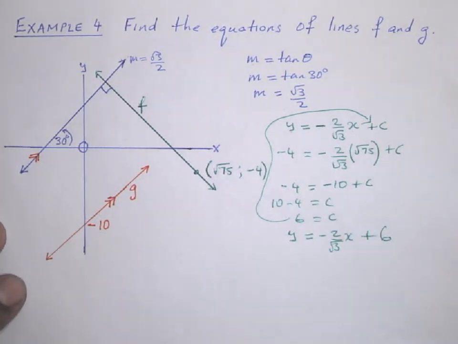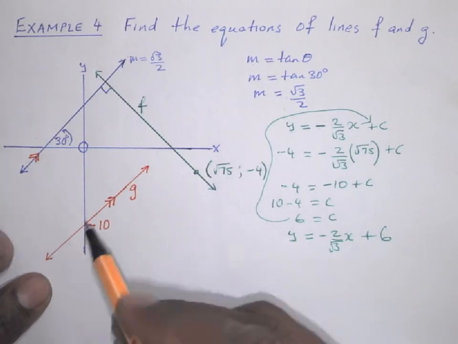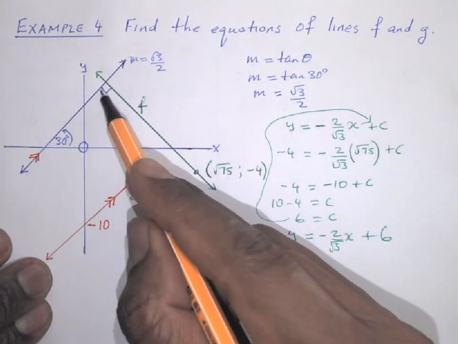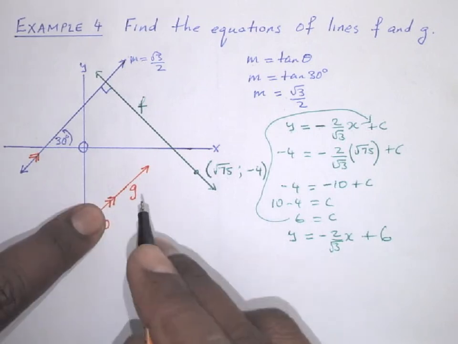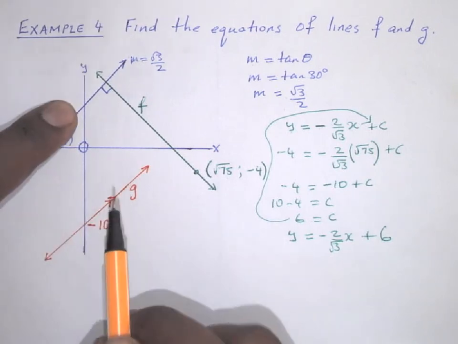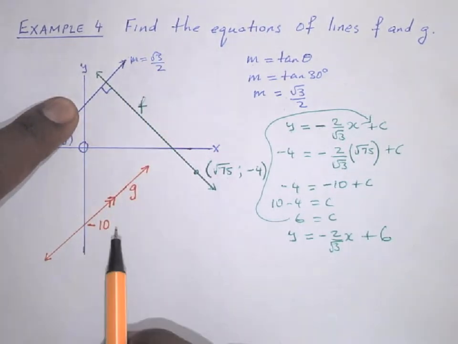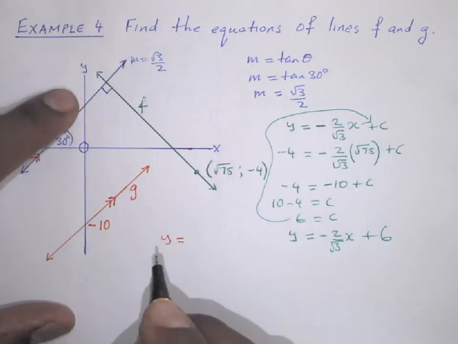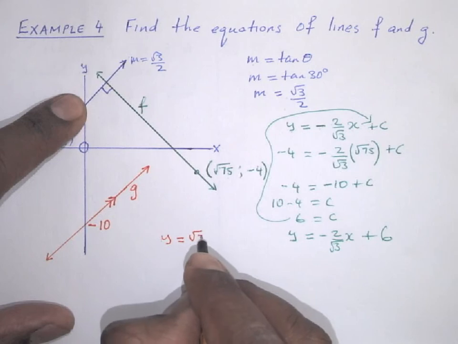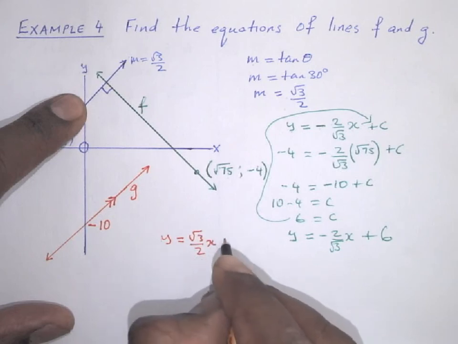Now let's look at the red one. The red one says we've got a line parallel to this one. We said that when lines are parallel, the gradients are the same. So the gradient of this line will be the same as this one, which is this. Therefore, to find the equation of the red one, we can say y is equal to, using the same gradient, square root of 3 over 2 x plus c.